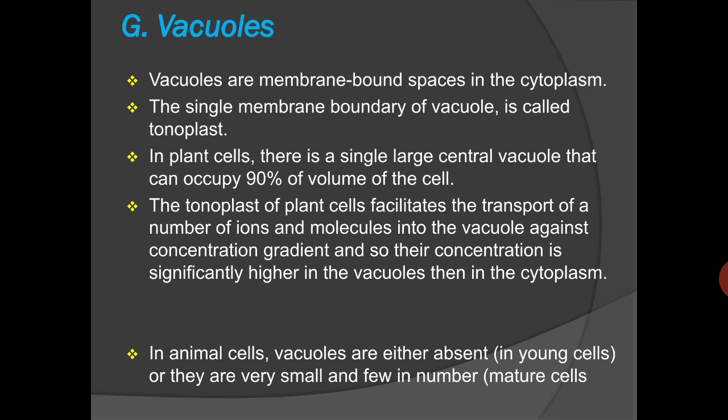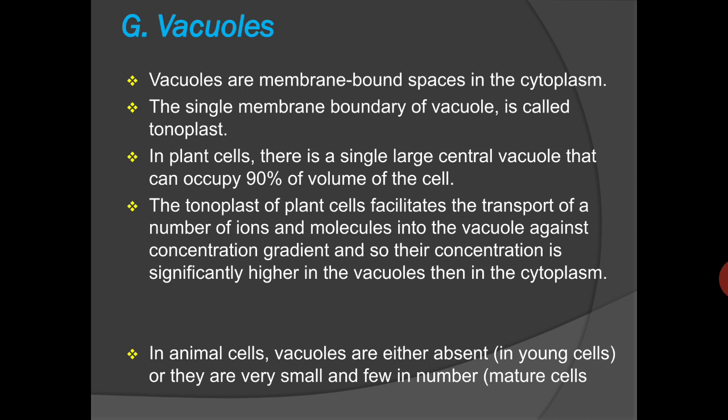In plant cells and in animal cells, vacuoles are present, which are membrane-bound spaces in the cytoplasm. The single membrane boundary of the vacuoles is called the tonoplast. In plant cells there is a single large central vacuole that occupies about 90% of the volume of the cell, meaning it is the largest organelle of the plant cell.